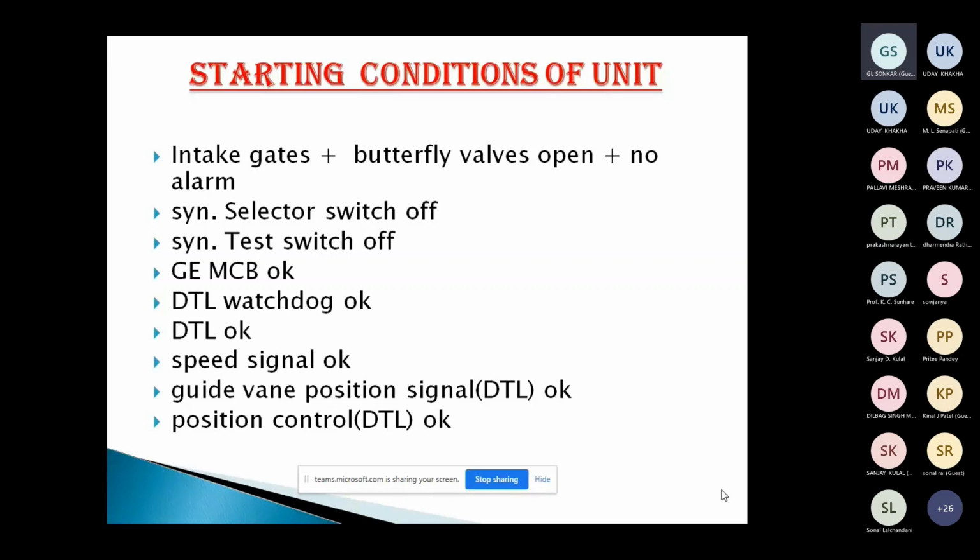If all the starting conditions are satisfied, then only one LED in front of the operator will be blinking. That is called ready for start. If one of the conditions is not satisfied, this light will not be blinking, so you cannot start the machine. That means your machine will not take any command from the operator in auto mode. I told you earlier it can be operated in centralized, manual, as well as UCB auto mode, and normally big machines use the centralized control mode.